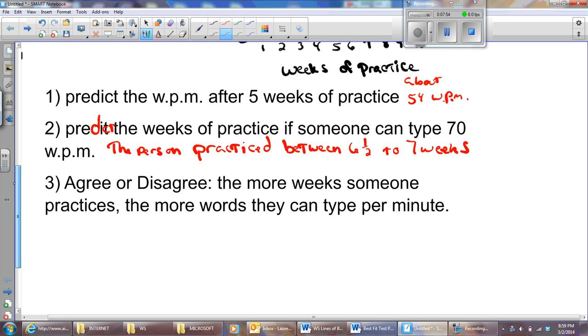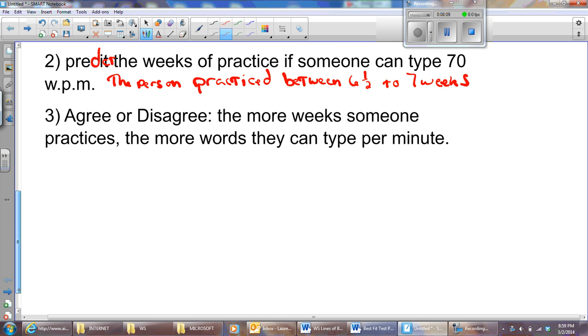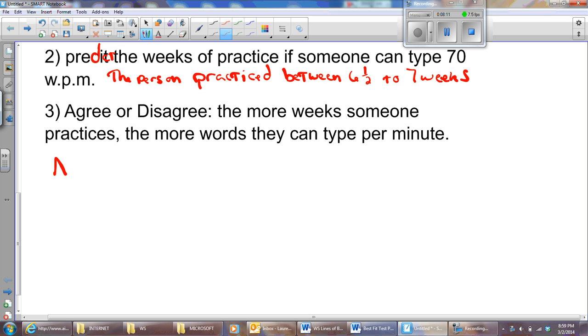Okay? Does it show a positive correlation that as X is increasing, Y is also increasing? Yes, it does show that. Okay? So, I'm going to start off by saying agree. I agree.